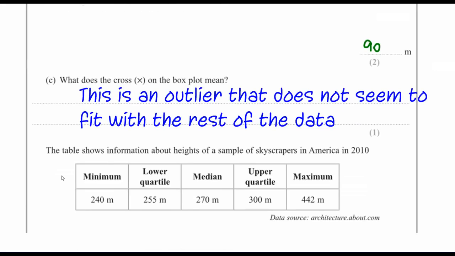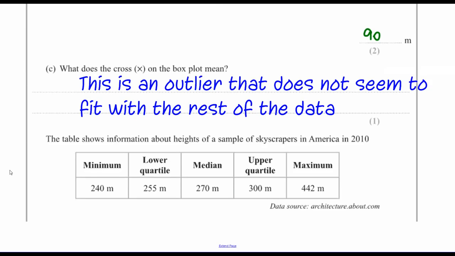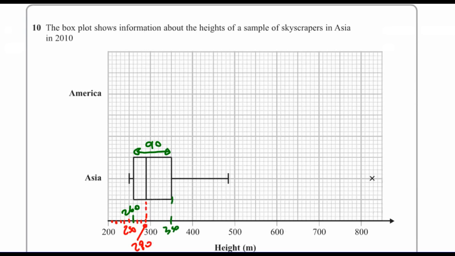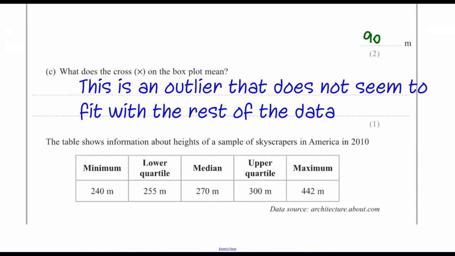Next part, the table shows information about heights of a sample of skyscrapers in America in 2010. So let me guess, we're going to have to draw it onto a diagram. The second tallest skyscraper in the sample is a height of 350 meters. Show there is only one outlier for these data. Okay. So let's look at the data again.